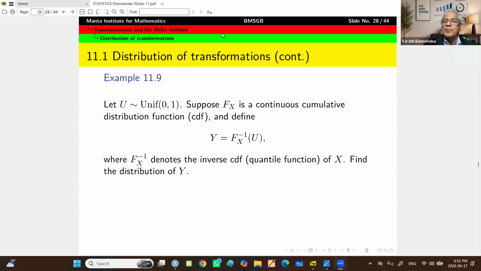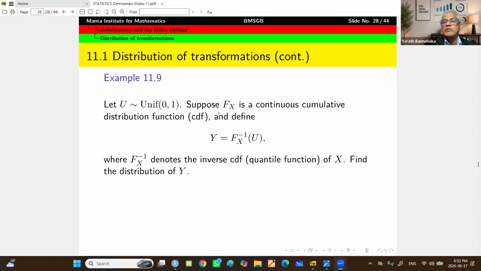Hello, everyone. Welcome back to part three of this lecture on distributions of transformations. In this part, we are going to look at a few more examples, and then we will continue to the delta method, which we use to get an approximation for the variance of a transformation.